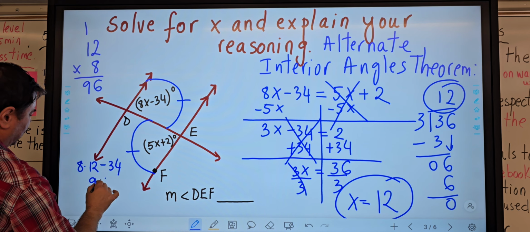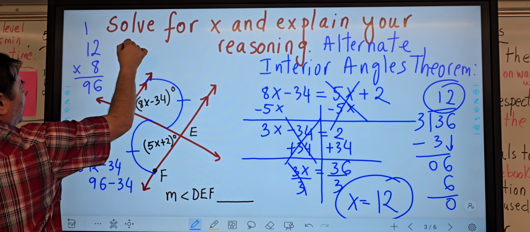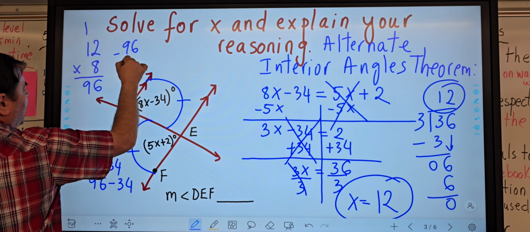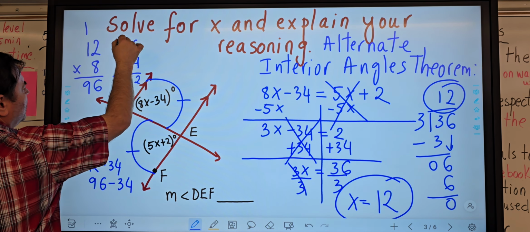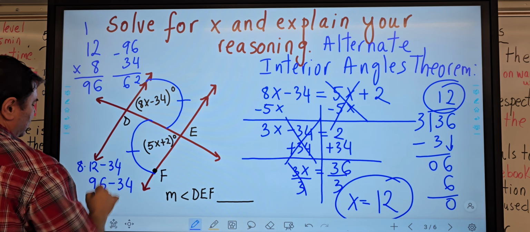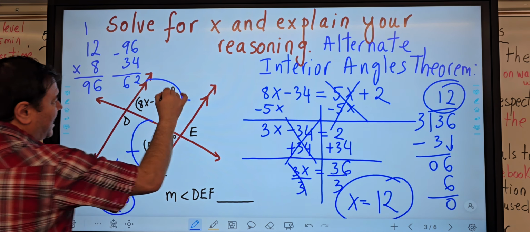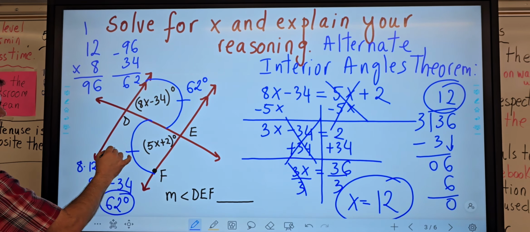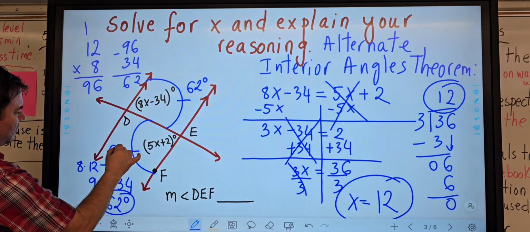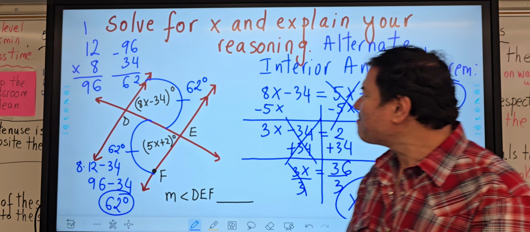So 96 minus 34. So 96, take away 34. 6 minus 4, 2. 9 minus 3, 6. So this is going to be 62 degrees. So this angle is 62 degrees. And of course, the other angle should also be 62 degrees because both of these angles are congruent.